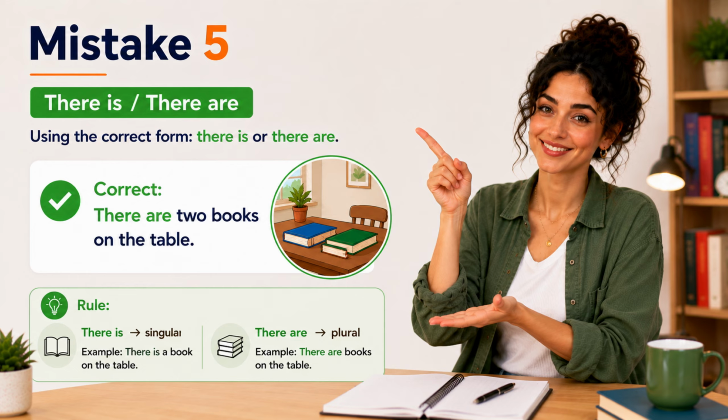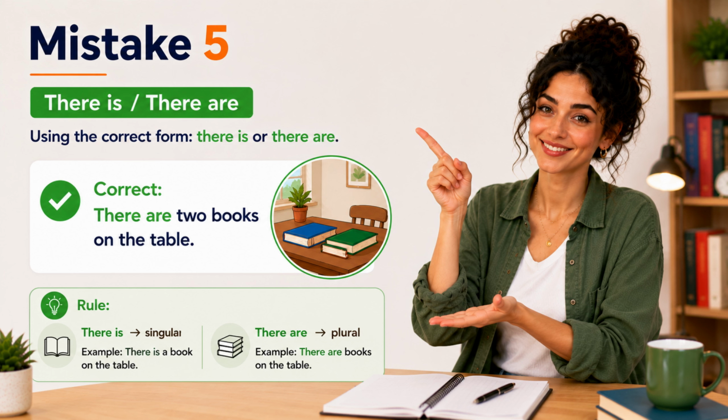The correct sentence is, there are 2 books on the table. Listen again. There are 2 books on the table. Use there is for one thing. Use there are for 2 or more things. For example, there is a book on the table. There are 2 books on the table.